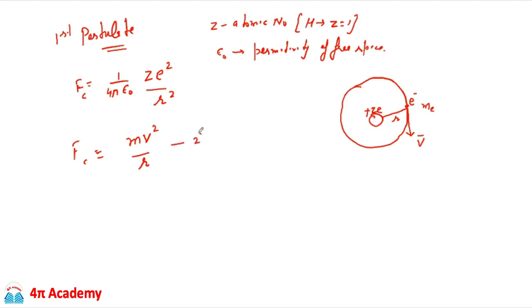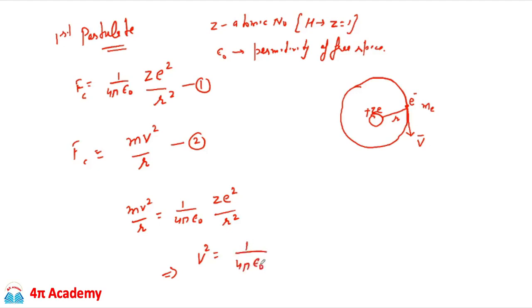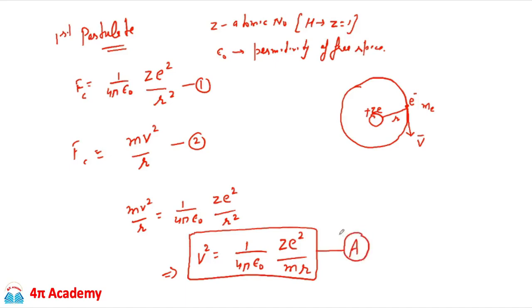And when we compare these two equations, from that we can find the velocity of the electron, with which velocity this electron is revolving in that particular orbit. So that is 1 over 4 pi epsilon naught z square over r square, and from that v square comes out to be 1 over 4 pi epsilon naught z square over m into r. So this is the first postulate of Bohr: the Coulomb force is equivalent to the centripetal force, and from that we can calculate the velocity of the electron in a particular orbit.